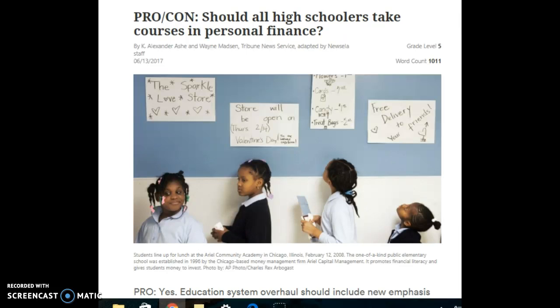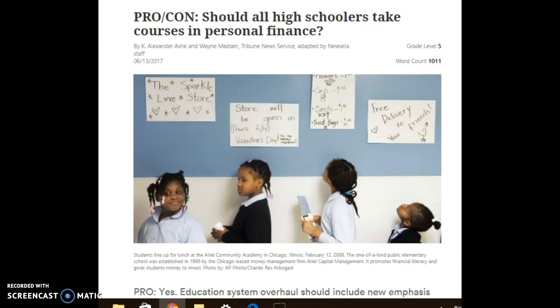We are just going to read the pro article today, and we are going to annotate this article, which means we are going to mark it up using those 3 different colors. One of your colors is going to be for the claim or the main idea, the author's claim or the author's main idea. The second color is going to be for the author's reasons, and the third color is going to be for the evidence or the supporting details that we find. I am going to use red for claim or main idea, purple for reasons, and yellow for supporting details and evidence.